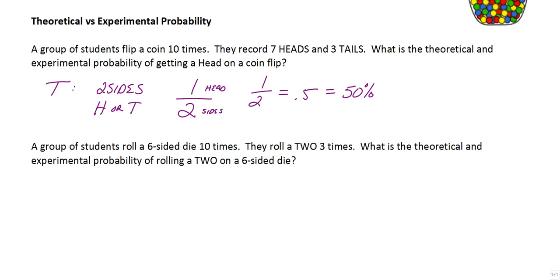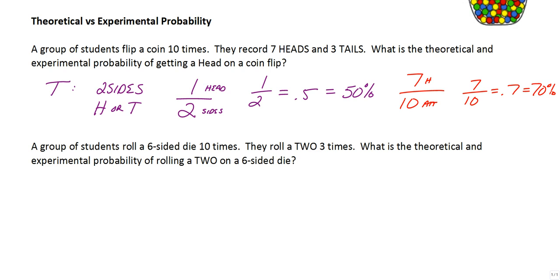This group recorded 7 heads out of 10 tries. So what's the probability of getting a head? The probability of getting a head was 7 heads out of 10 attempts. So our experimental probability is 7 over 10, also known as 0.7, which is also 70%.